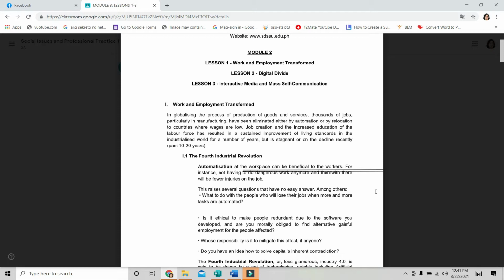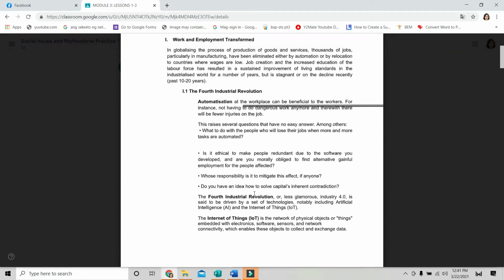And then we also have some of the work that has been affected. It was transformed because we are actually entering into the fourth industrial revolution, which we call IR 4.0. So in IR 4.0, one of those is automation. When you say automation at the workplace, it can be beneficial to the workers, for instance, not having to do dangerous work anymore, and there will be fewer injuries on the job. This has happened mostly in the manufacturing department, wherein most of the jobs that are hazardous, or those repetitive jobs that were supposed to be done manually by the employee, will be automated by machines. So the automation or the robots will be the ones to do those jobs.